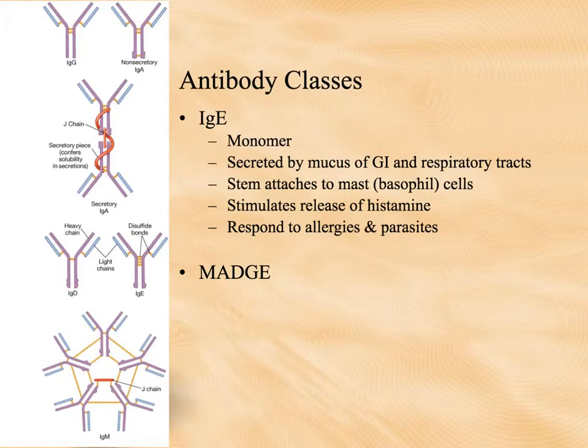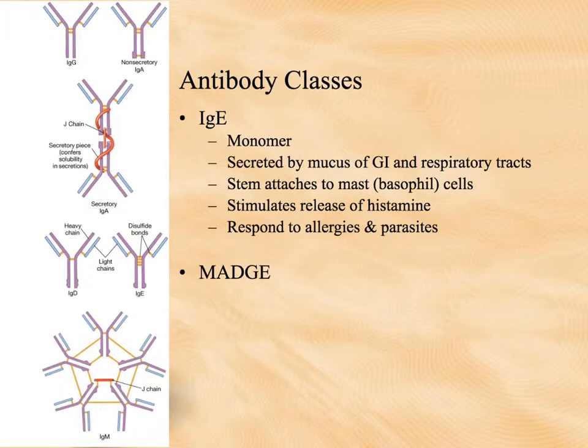IgEs. So here's an IgE. IgEs are always monomers. They're secreted by the mucus of the GI or digestive tract and the respiratory tracts. So anywhere we see mucus, that's where we're going to see IgEs. They stimulate the release of histamine, so if something gets in your stomach that you don't agree with, or something gets in your lungs, like for example pollen, and you're allergic to pollen, they can stimulate the release of histamine and cause an allergic reaction, so they respond to allergies and parasites.